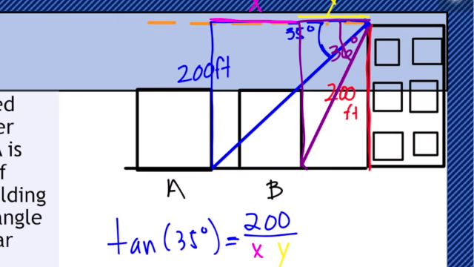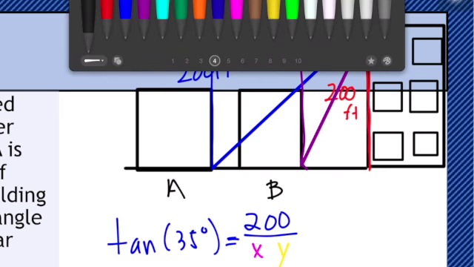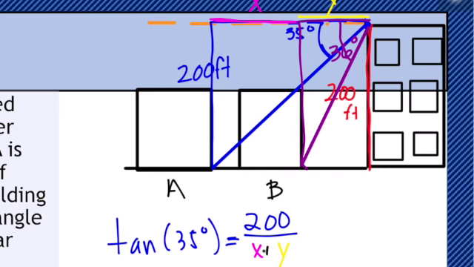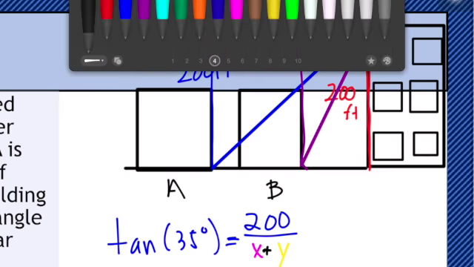All right, so this adjacent side is actually made up of x plus y, and that's what makes this problem a little bit trickier. Okay, so we're going to leave that for now because there's no way we can solve an equation with two variables, right? We need to know some more information. So now let's look at triangle B.